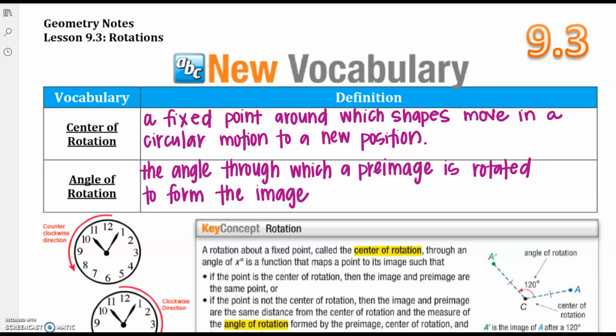Hey there, welcome to Chapter 9, Section 3. We are focused on rotations, one of our transformation units, and we're going to get started using our vocabulary.